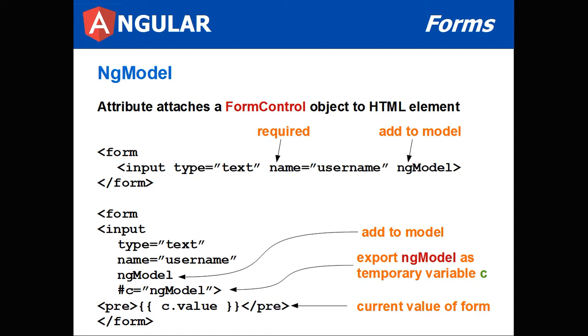Another example is, suppose you had a form with an input, the type was text, the name was username, you had ngModel, and you had #c="ngModel". You can show the c.value in the template. That would be the current value of the form. Another example here would be c.value.username, and you'd be able to show the username.